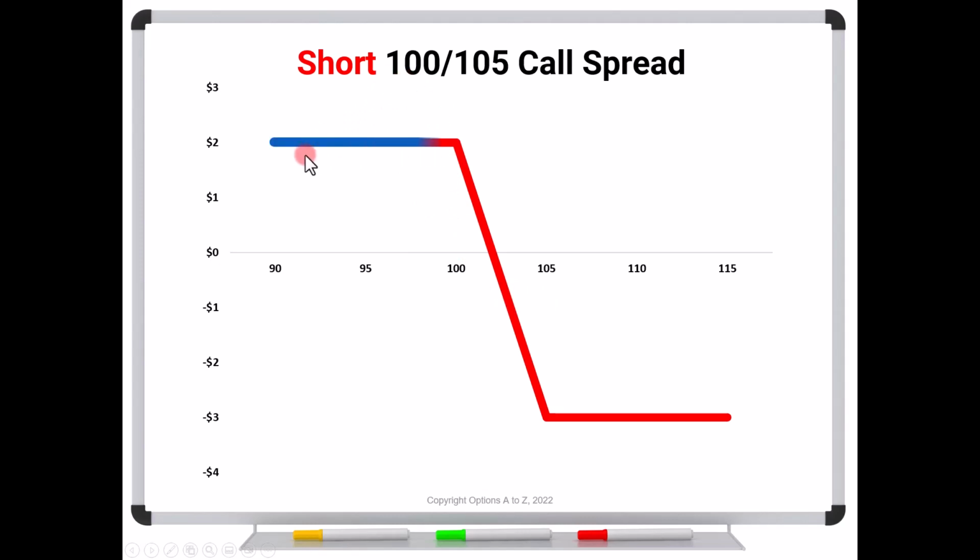So here's the sale of the call. Notice if the stock is moving from low to high, from left to right like this, we come into contact with the $100 call first. And that's what's starting to push us up into losses. Now, if we go above 105, that long 105 call comes to the rescue and flattens us out. But the reason that we have this bearish bias is that we have sold the controlling option. And when you sell a call, you are bearish.